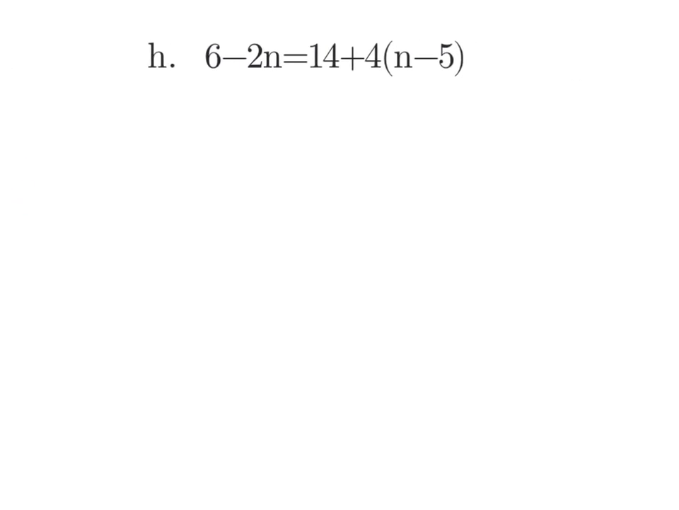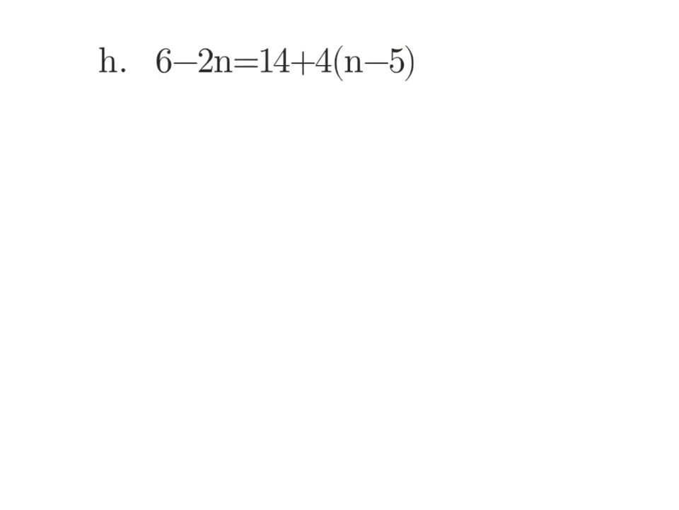All right, let's try example H now. Example H, we have 6 minus 2n equals 14 plus 4 times n minus 5. So we start by distributing. Left side stays the same, we can't do anything there. On the right side, we get 14 plus 4n minus 4 times 5 is 20.